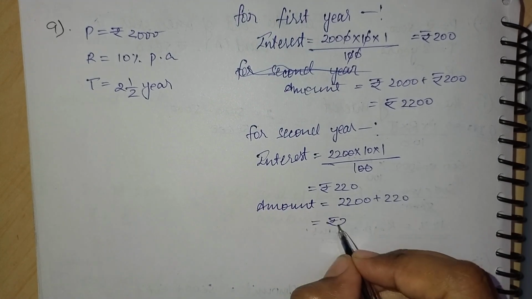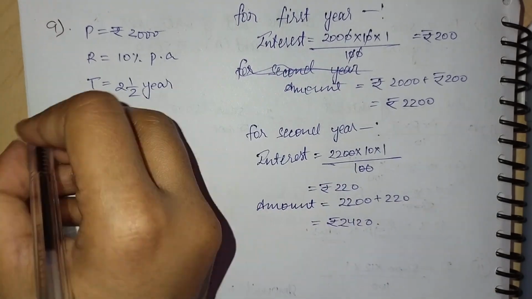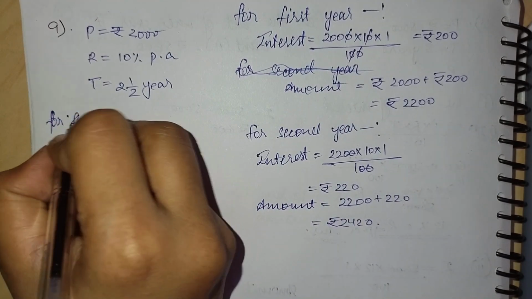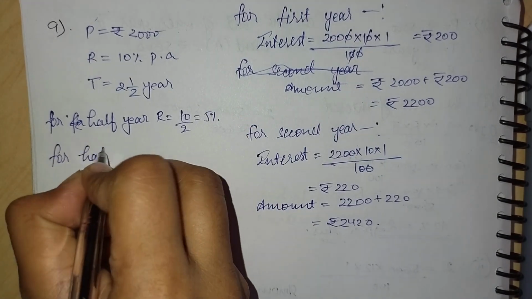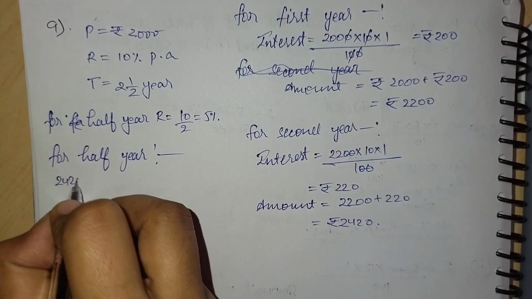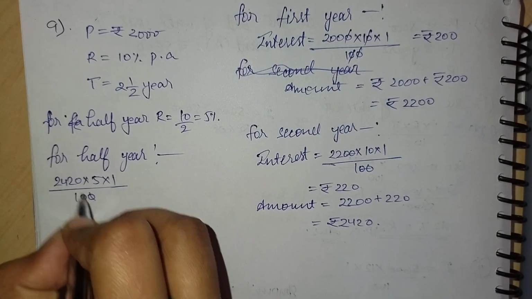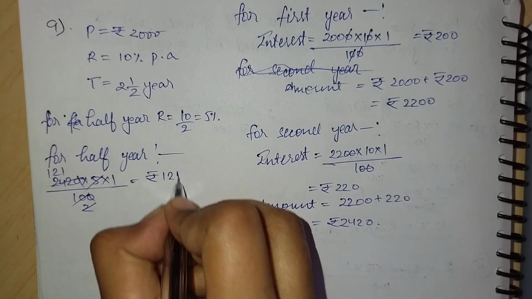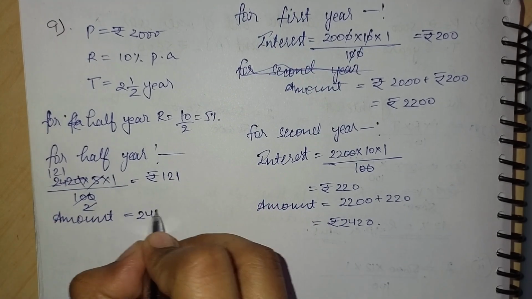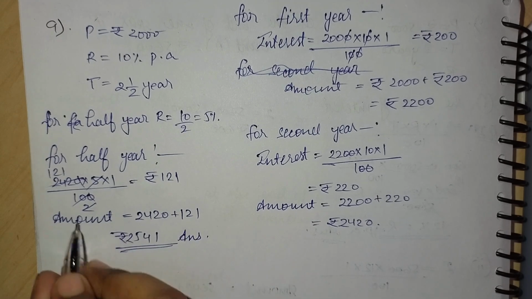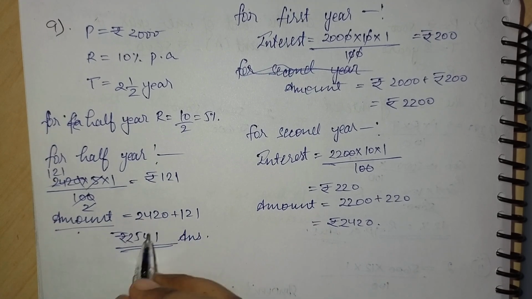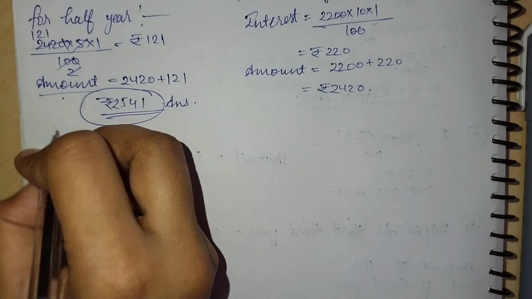Amount 2,200 plus 220 equal to rupees 2,420. For half year we will get 5% interest. So putting the value as 2,420 into 5 into 1 divided by 100 and cancelling this we will get rupees 121. On adding it in the amount of second year, we will get 2,541 as the answer.